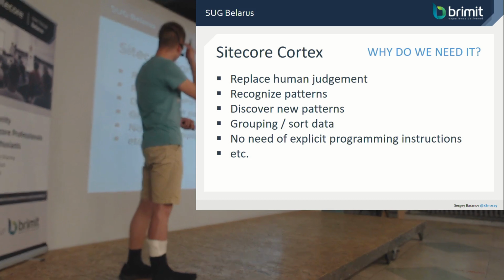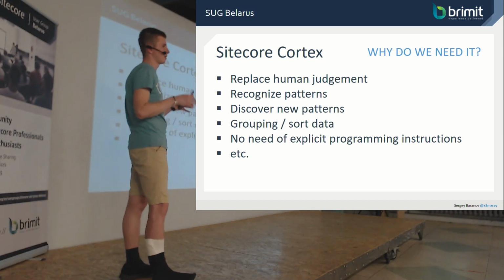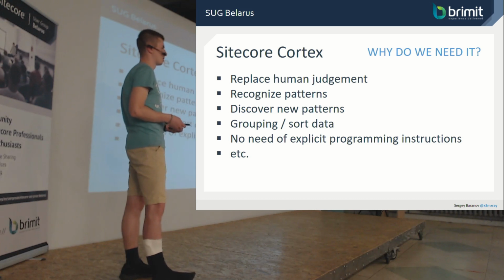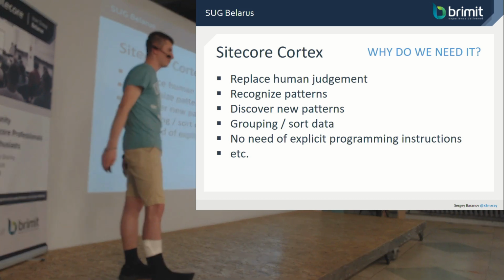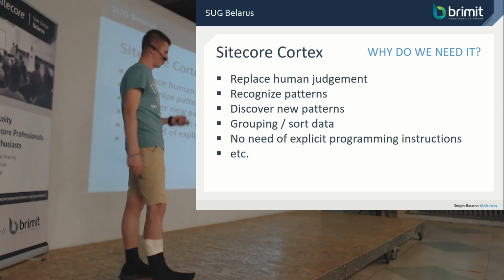Also, machine learning with Cortex can be used to recognize patterns inside your data or discover new patterns. For example, as I said, we can divide our customers into several groups based on their orders. And if we don't have an explicit programming instruction, if we can't explain to Sitecore what rules it should use, we can use machine learning to do it instead of us.